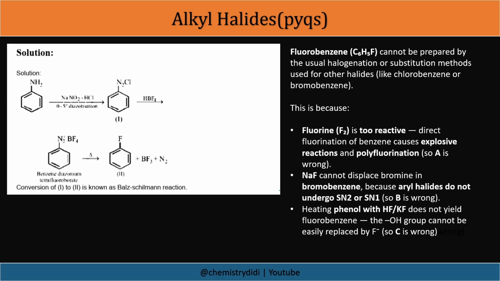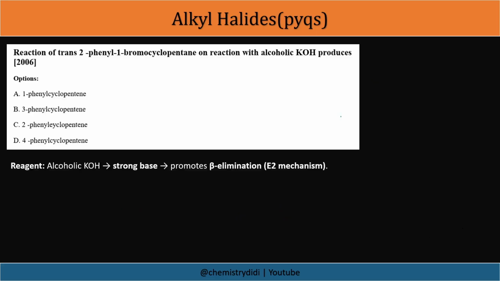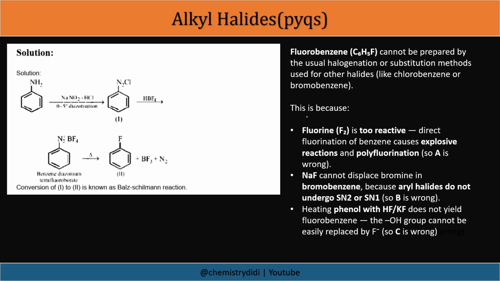I have also added the explanation why options A, B, C can't happen. Generally, this can't be prepared by the halogenation or substitution methods we use for chlorobenzene and bromobenzene, because fluorine is too reactive, and direct fluorination of benzene causes explosive reactions.